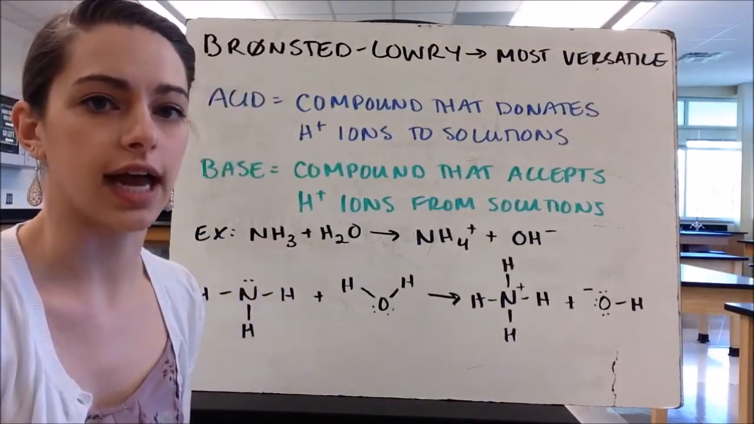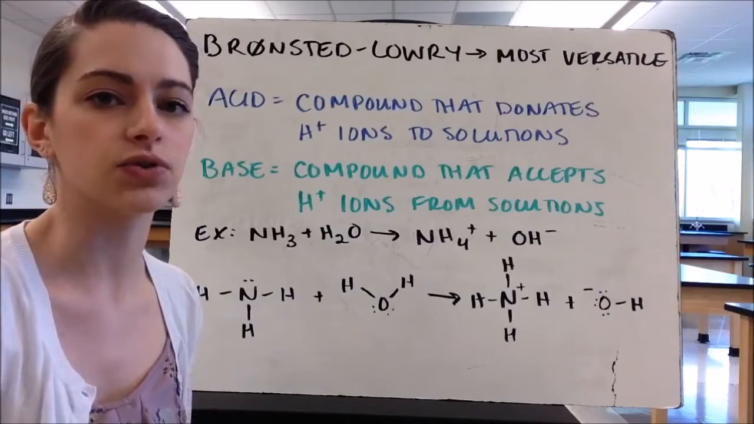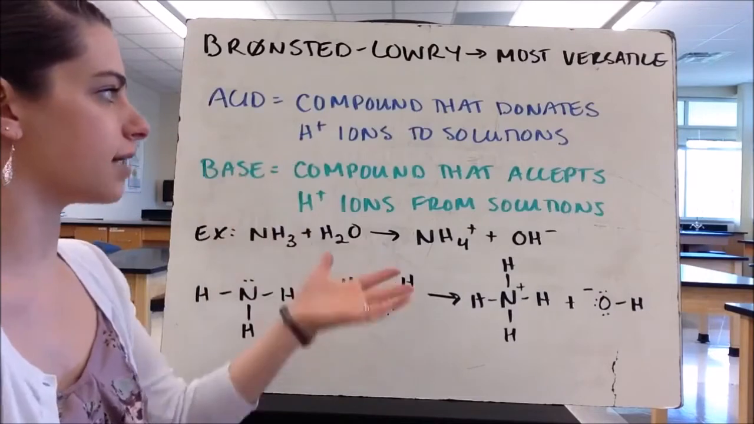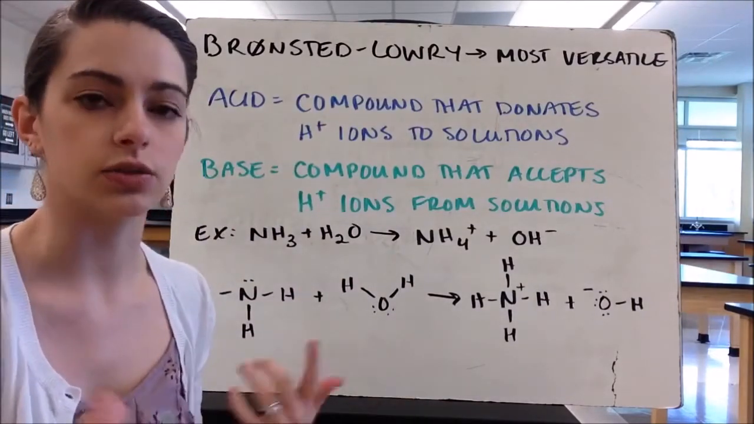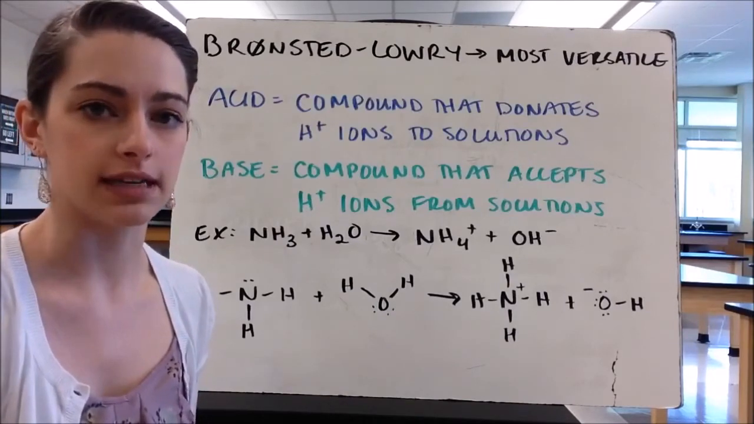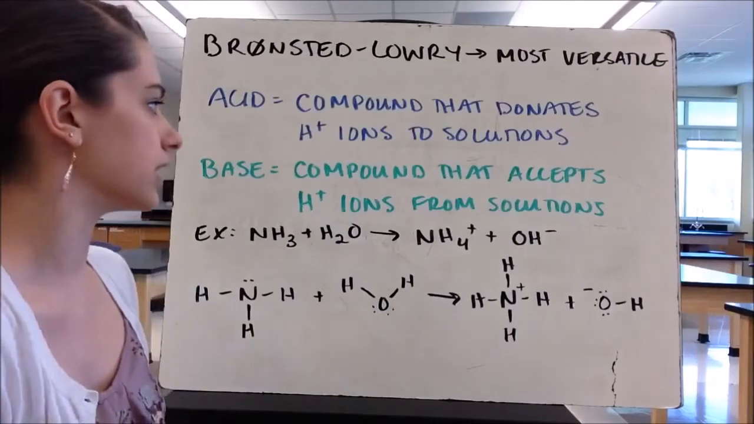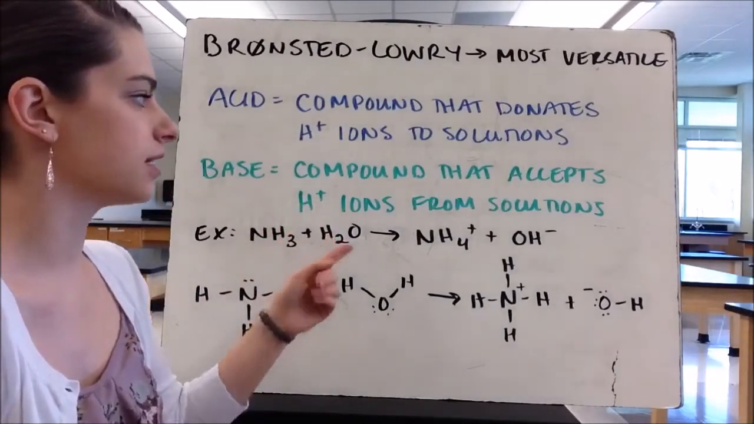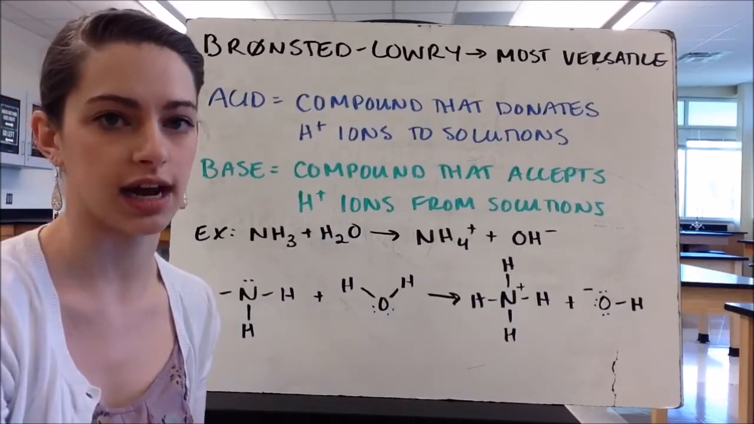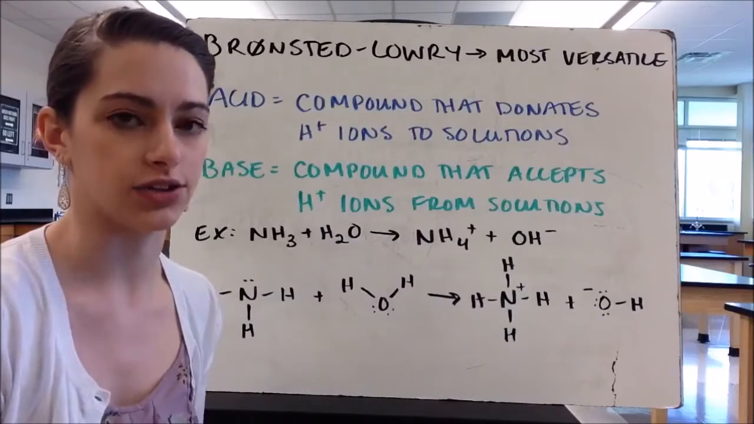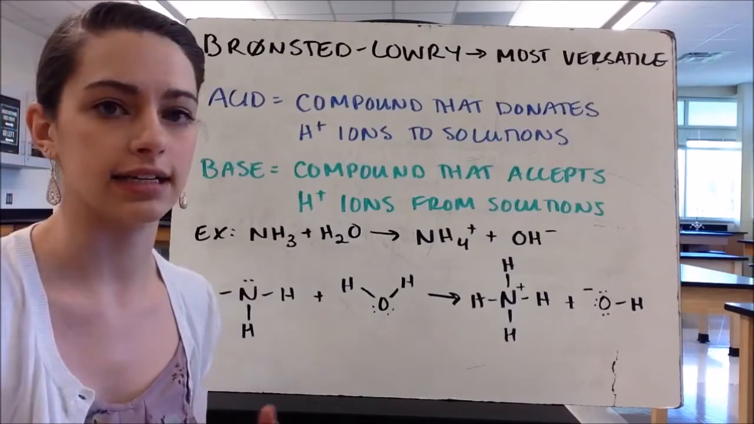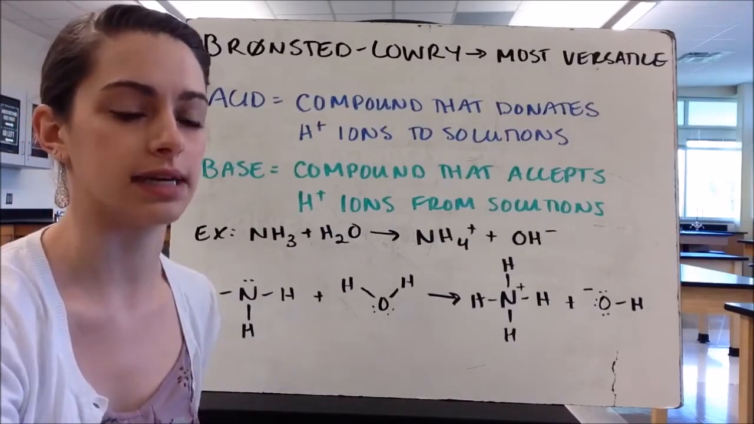The other model that we're going to look at is called the Bronsted-Lowry model, and this is the most versatile model of acids and bases. In this case, an acid is still a compound that donates hydrogen ions to solution. So we're still donating the H+ if it's an acid. However, the difference comes when you look at the bases. Bases, according to Bronsted-Lowry, are compounds that accept hydrogen ions from the solution. So we're looking at what compounds are giving the hydrogen ions and what compounds are accepting hydrogen ions. We're not looking at hydroxide at all according to Bronsted-Lowry.